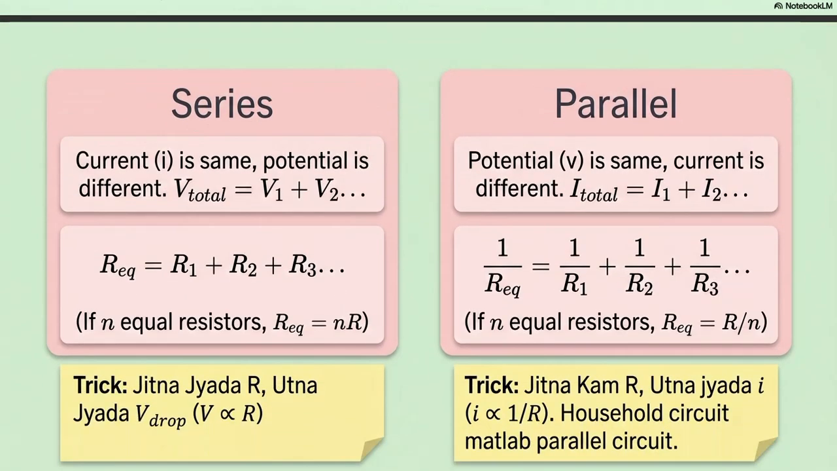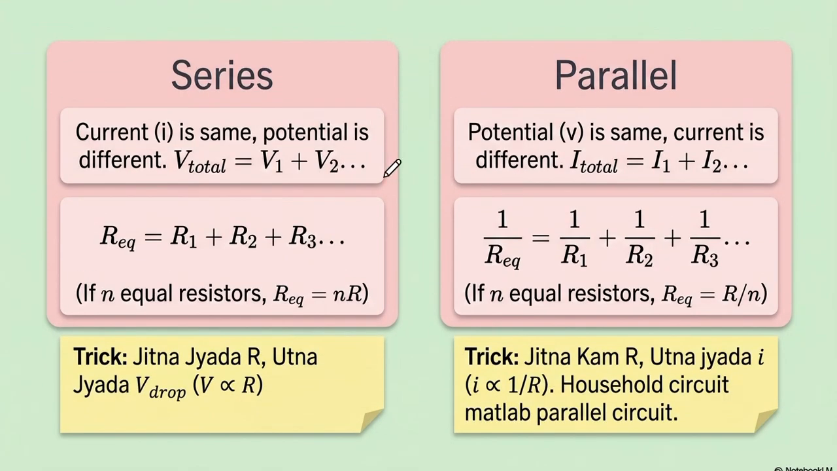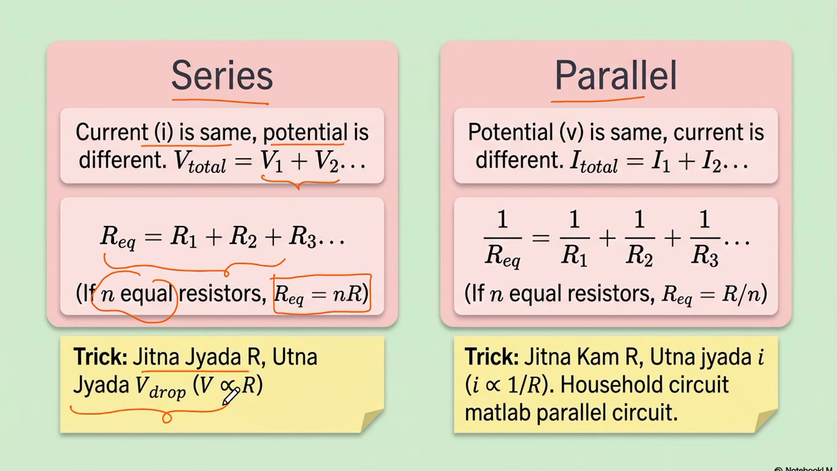Look at the next part, that is very important for your numericals: resistance connection, series connection and parallel connection. In series connection, current is the same but potential is different. So we add the potential like this, V1 plus V2 and so on. In series connection, resistance we simply add. Suppose n identical resistors are there, then the required resistance is nothing but n times R. So the more the resistance, the more the voltage drop, because V is directly proportional to the resistance.